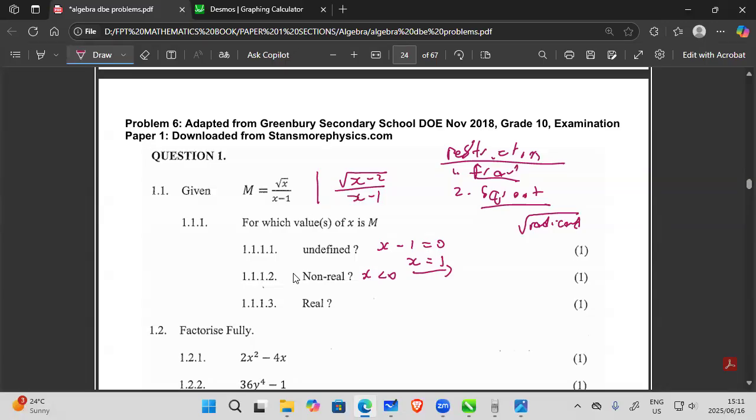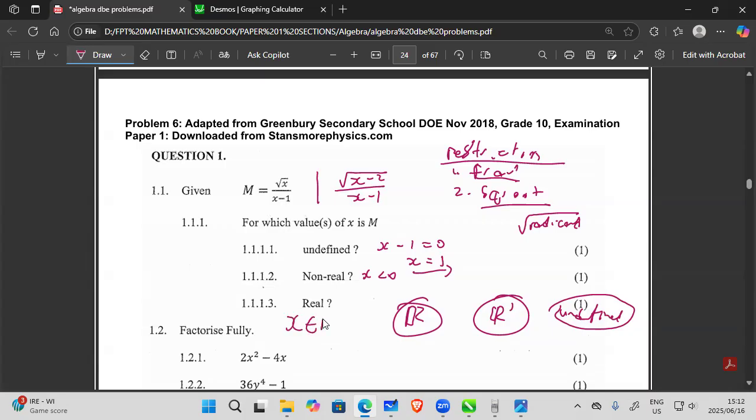And for what values of x will it be real? Watch how brilliant this is. If you understand your real number systems properly, it's made up of real and non-real, R and R prime. And then we had undefined, which stood on its own. Listen to this. I can input any value into this here. Any value will be x element of real.